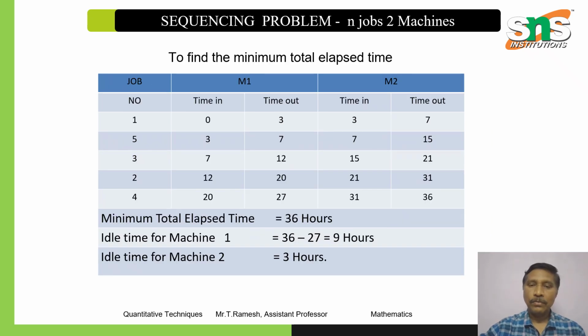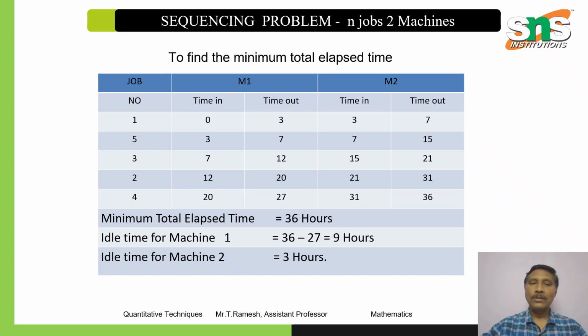So the time duration for this fourth job on machine 2 takes 5 hours. Let the machine be running until 31 hours. After that, we start the machine to work after 31 hours. So 31 plus 5 is 36 hours. After this, all the jobs are completed on these two machines.